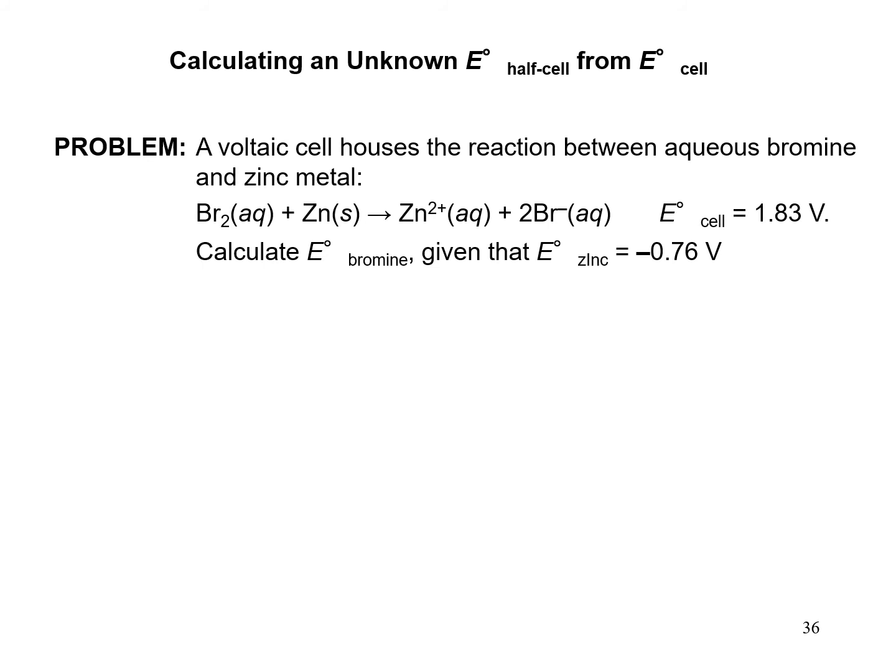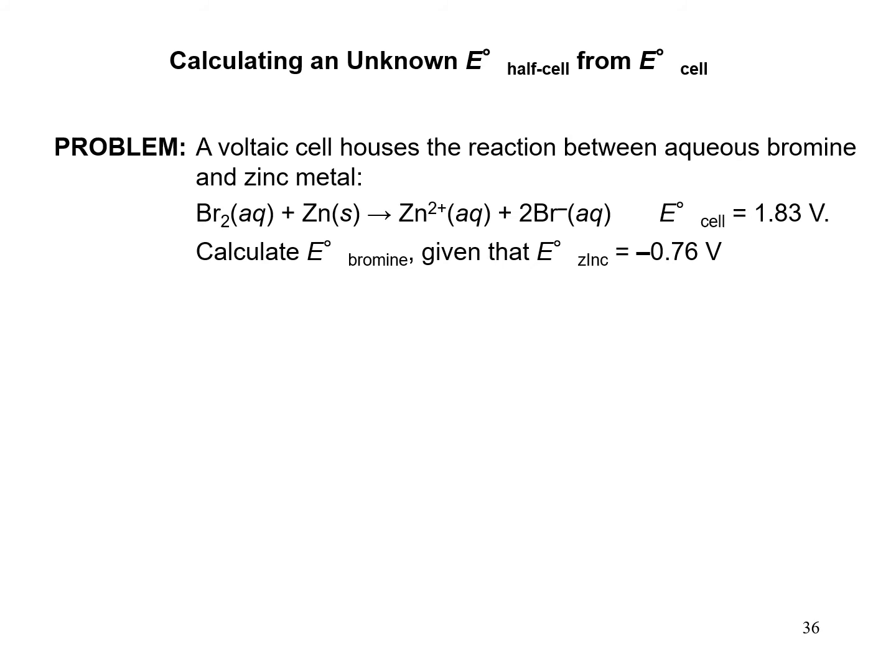A voltaic cell houses the reaction between aqueous bromine and zinc metal. This is given to you. E of the cell is this. Calculate E naught for bromine given that E naught for zinc is 0.76 volt. So in this case, E for the cell is given to us. E for one of the electrodes is given and the second electrode is being asked. So how would you do that?